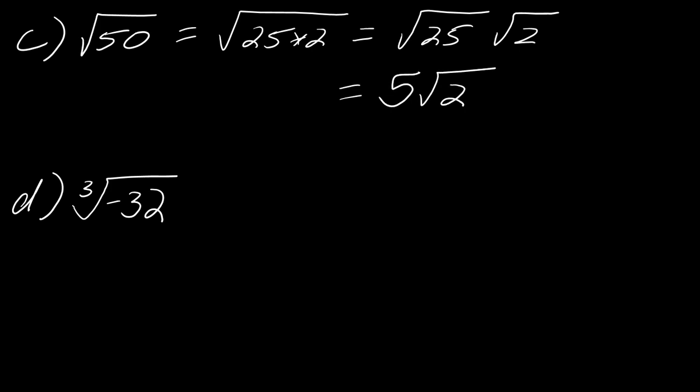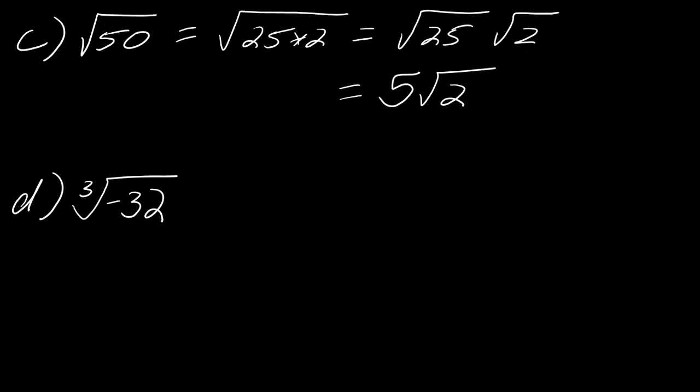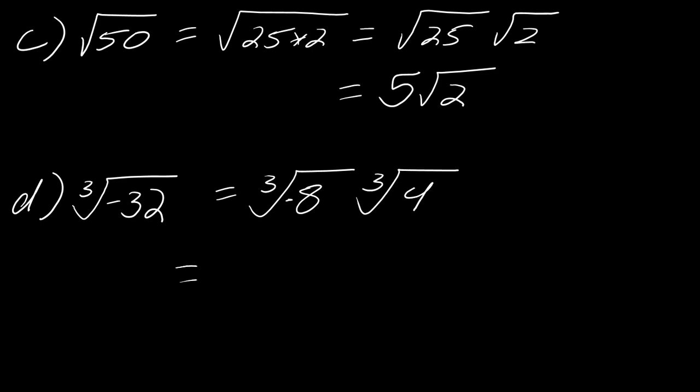If I do this again for the cube root of negative 32, so once again, the largest cube that goes into 32 would still be 8. So I can rewrite this as the cube root of negative 8, we'll make this negative now, times the cube root of 4. So this will equal negative 2 times the cube root of 4. So if it's negative, you just want to get in the habit of bringing that negative on the outside.